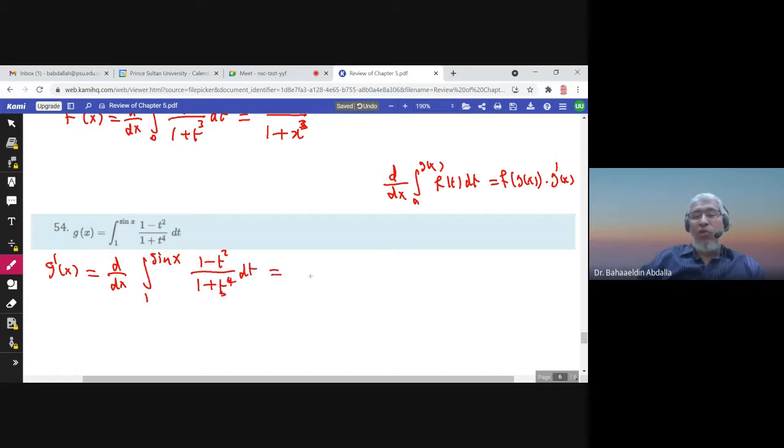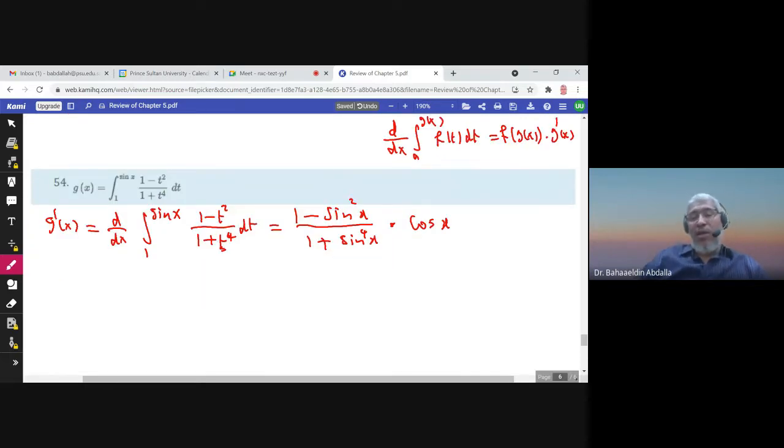So what should we do? F of g of x. We replace t by g of x, which is sine x in this case. So replace t by sine x, and I will have 1 minus sine square x over 1 plus sine to the power 4 x. I did this one now. I need to multiply by g prime, which is the derivative of sine, which is cosine x. So this would be the derivative of g.